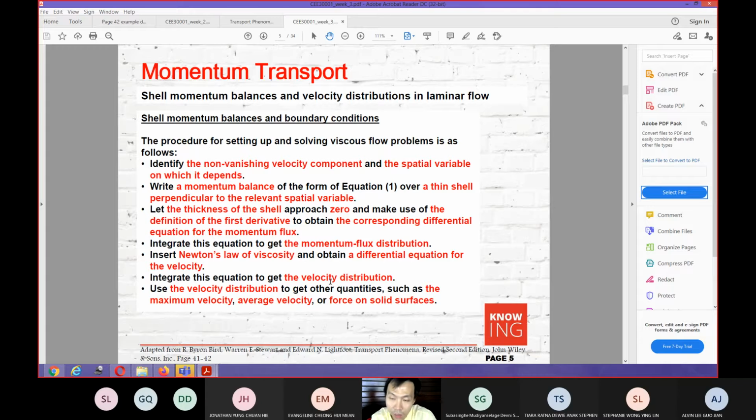This one can be integrated to get the velocity distribution. Once we get the velocity distribution, then we can get other quantities such as the maximum velocity, average velocity, or the force on solid surfaces.